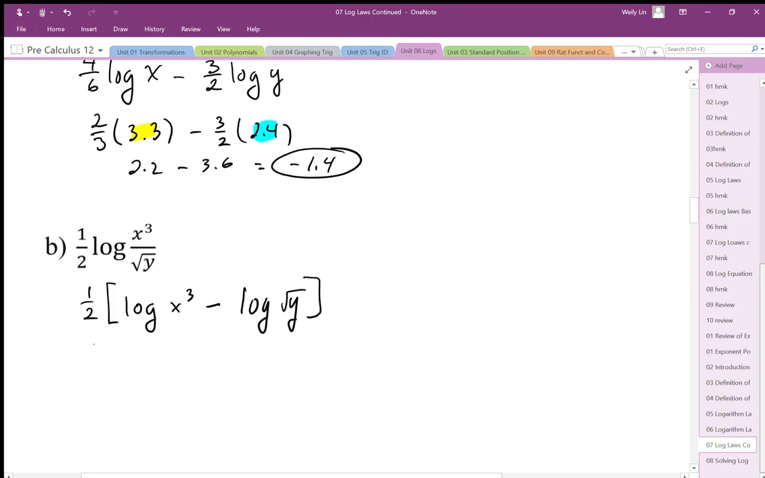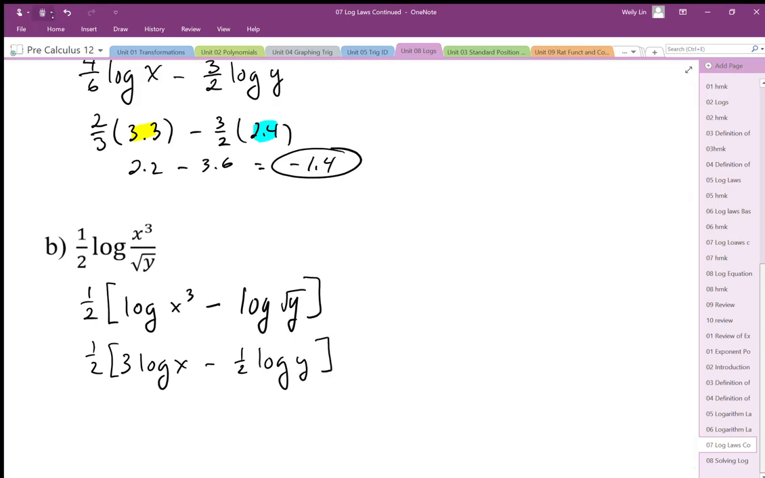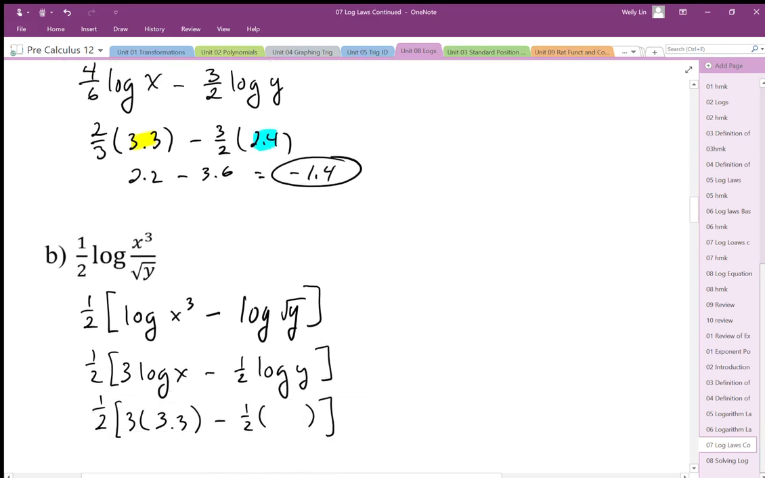Okay, I can then isolate the log x. Okay, that's the piece I'm looking for. I need to isolate the log y. Again, here's the piece I'm looking for. And then now I can do my replacement. I get 1/2, 3 times log x, that's going to be 3.3. Log y, okay, log y was 2.4. So again, I'll just highlight that. This is my log x, I replace it with 3.3. Here's my log y, I replace that with 2.4.